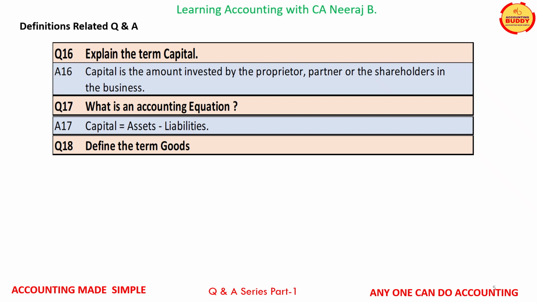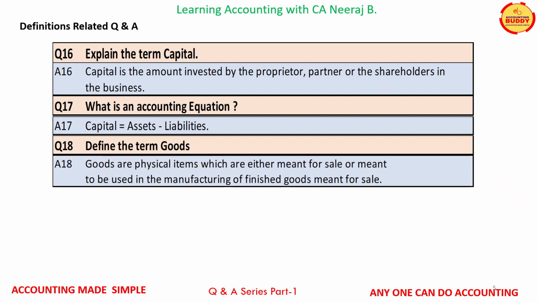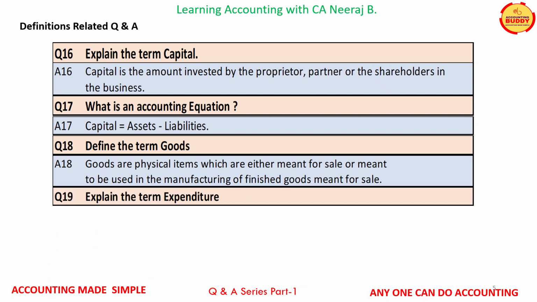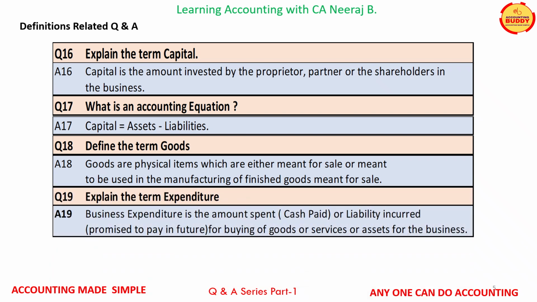Question number 18. Define the term goods. Goods are physical items which are either meant for sale or meant to be used in the manufacturing of finished goods which are again meant for sale only. Question number 19. Explain the term expenditure. Business expenditure is the amount spent or liability incurred for buying of goods or services or assets for the business.